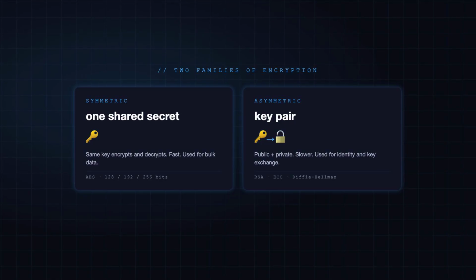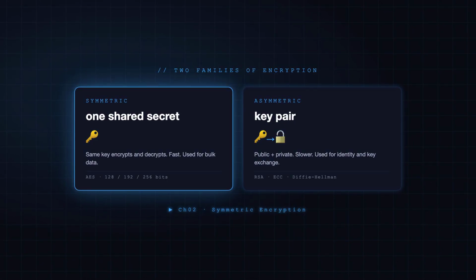We're starting with symmetric encryption, one shared secret key, used for both encryption and decryption. It's the workhorse of crypto, it's where AES, the Advanced Encryption Standard, lives, and it's where Security Plus expects you to know your modes, your key sizes, and your trade-offs. Chapter 2 starts now.